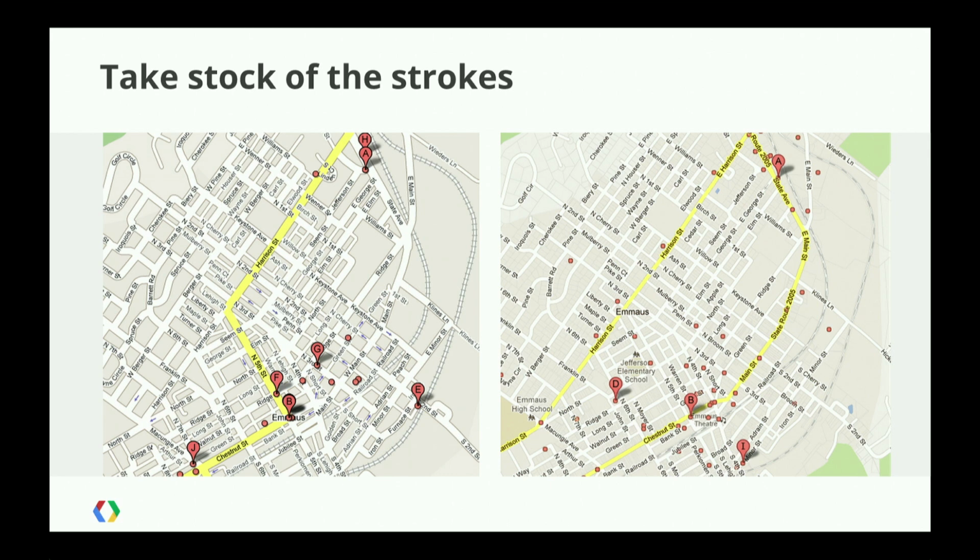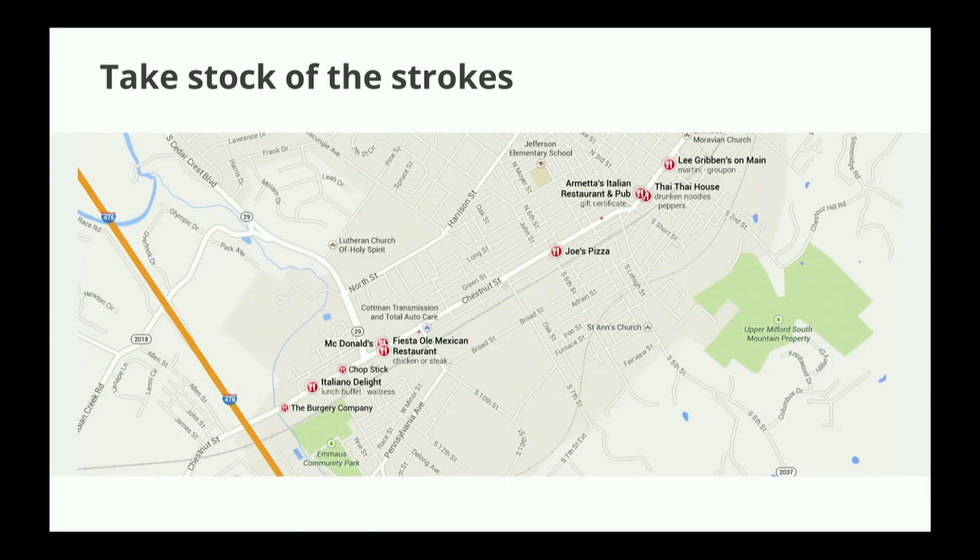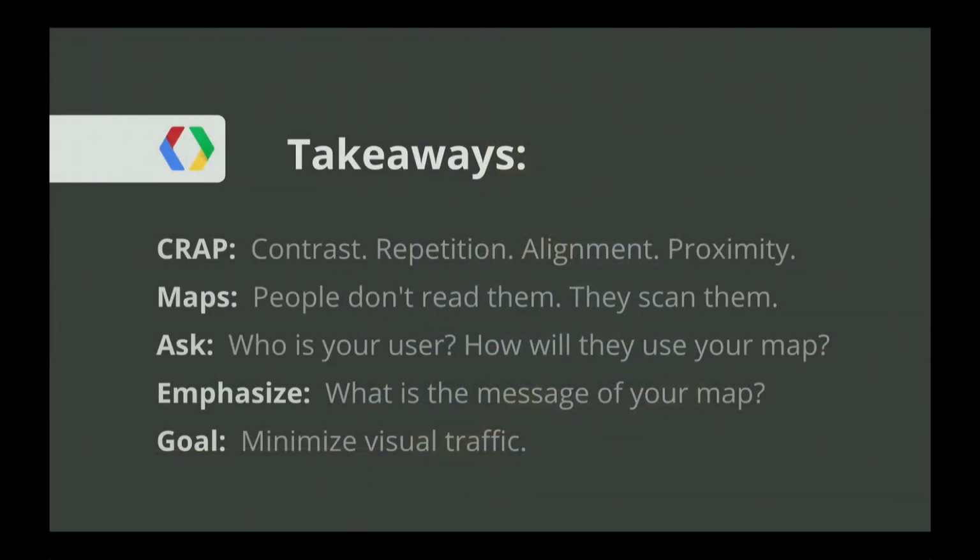And in this case, you'll see a map of, I think it's Emmaus, Pennsylvania, on the left in about 2010, another one in 2013, and another one as of this morning. And things have fundamentally changed, and it's all because we're trying to improve the experience, trying to give people the information that they need at any given time, and trying to satisfy those fundamental principles, which are CRAP, right? Contrast, repetition, alignment, and proximity. Don't forget it.